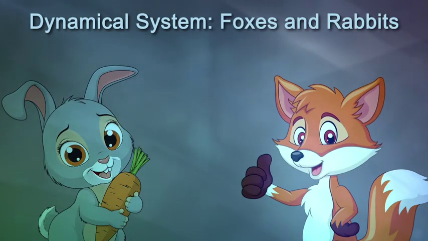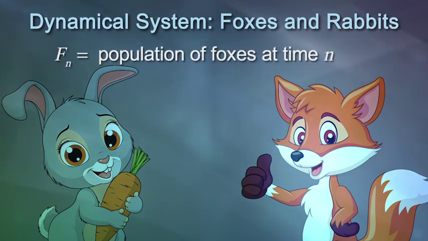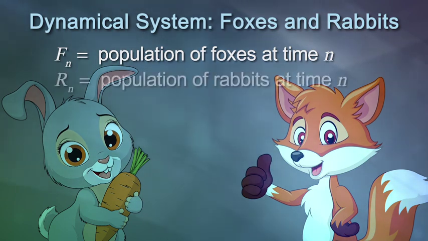Foxes and rabbits interact in interesting ways. Take a moment to think about how numbers of foxes and rabbits might relate to one another. Let's let f sub n denote the population of foxes at time n, and let's let r sub n denote the population of rabbits at time n, where n is measured in some unit of time like years. Now you might wonder why we don't use a letter t for time. We could, but in math we often like to use the letter n to denote things that are whole numbers. And here the time parameter will be a whole number.